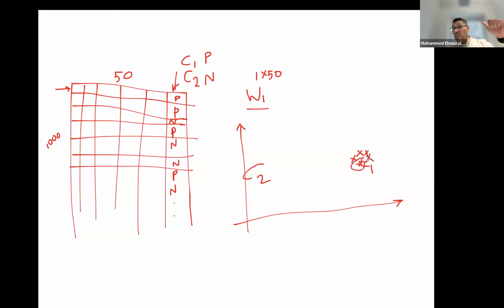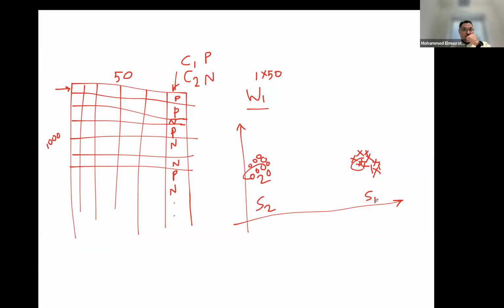Remember, previously I was maximizing the variance. Now I want W1 to work in a way that it minimizes the variance within the same class. For example, this is class 2. Also, I want them to be very close to each other. So minimize the variance of S2 and minimize the variance of S1.